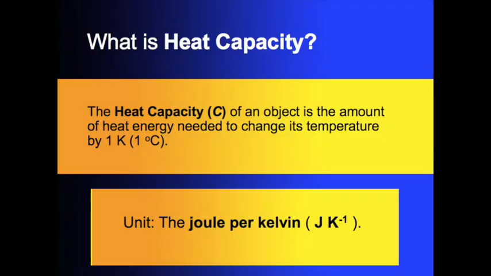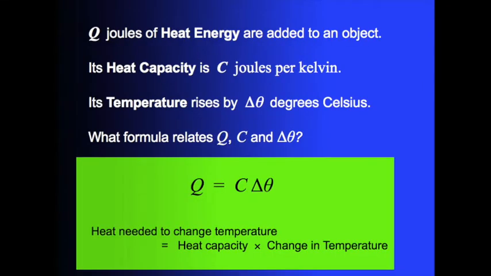So the heat capacity of an object is the amount of energy you need to give it to raise its temperature by 1 degree Celsius or 1 Kelvin. So its unit is joules per Kelvin. We're about to have a look at a couple of calculations based on heat capacity.